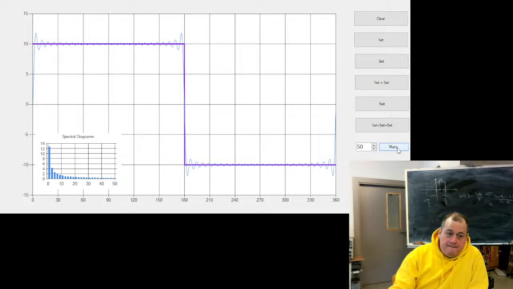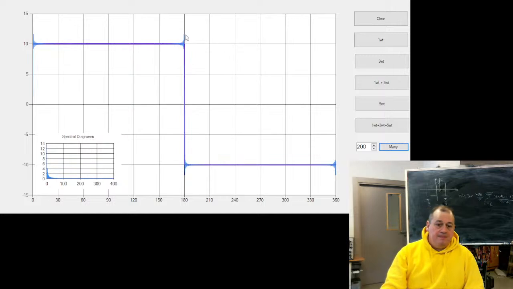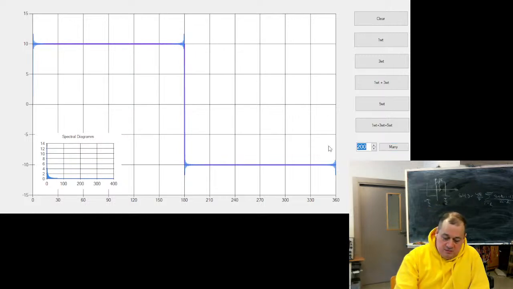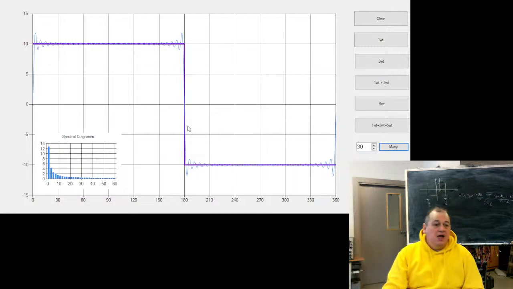Closer, isn't it? 50. Better. 100. Better. But do you see this peak does not disappear? I can have 200, and it is still here. You see the blue peak here. This one does not disappear.